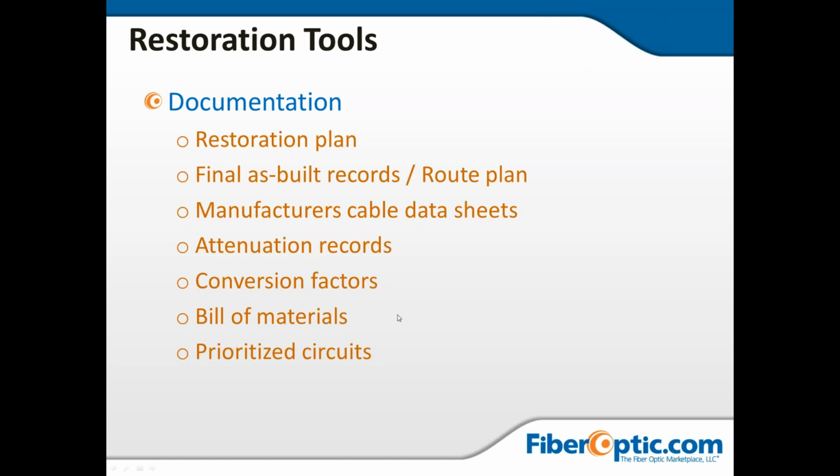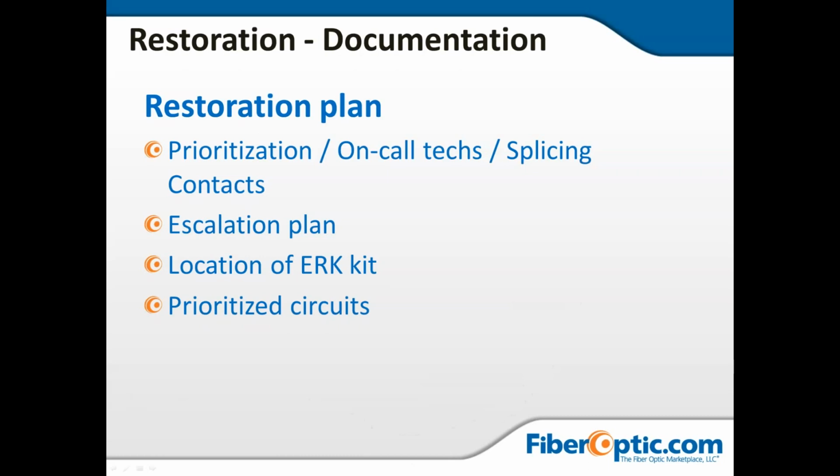Bill of materials for the items that you're going to install. Do you have a bill of materials if you need to order more, where you would get them, and the procedures and directions for installing them? And then also incredibly important is the prioritization of circuits. So if you have an outage, which fibers need to come up first? Do you have any kind of service level agreements on any fibers that need to be addressed? That's incredibly important. We'll go through each of those in a little bit more detail.